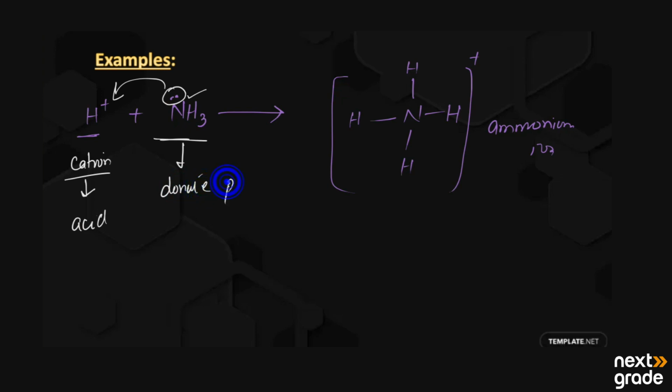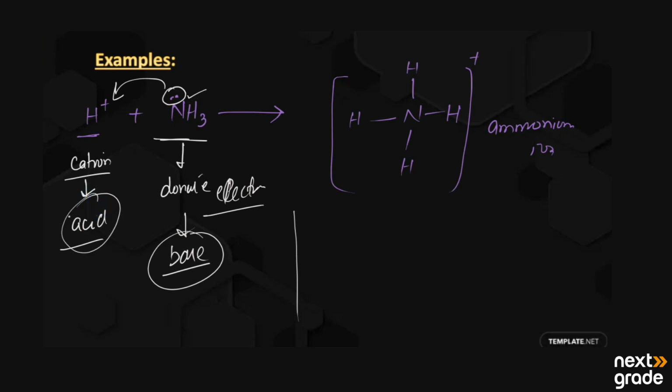It has donated the electron pair, so it acts like a base, and this is the Lewis acid and base concept. So substances that can donate an electron pair act like bases, and the substances that accept electrons are known as Lewis acids.